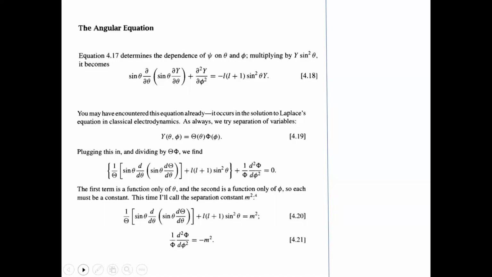Now we'll take equation 4.21. That equation we'll try to solve first. The solution for this equation is nothing but an exponential, because if you take an exponential of this form and take two derivatives of it, you will bring out the m square down and you'll get the phi original solution back again. So this is the solution for this equation.